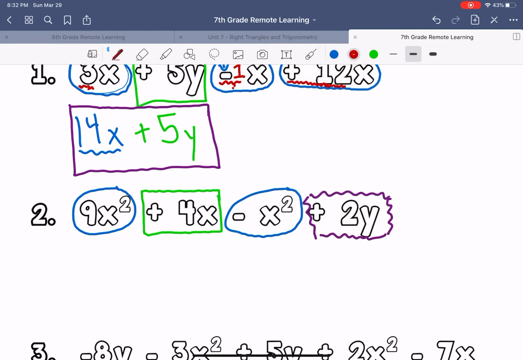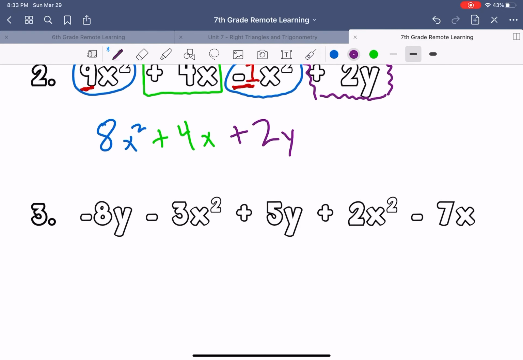So let's look at our coefficients. We've got a 9 right here and a minus, and remember the invisible coefficient is 1. So 9x squared minus 1x squared, so taking away one of those x squareds, is going to give us a total of 8 x squareds. And then I'm adding on my 4 x's, and I'm adding on my 2 y's. All right.